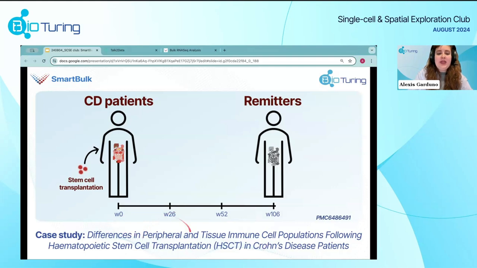So again, some recap for anyone who is joining. We'll be mainly concentrating on the differences in the peripheral tissue immune cell populations following this stem cell transplantation, and we'll mainly be focusing on Crohn's disease patients only. For this session, we'll be subsetting out all of the healthy donor data since it's not a specific research aim that we're trying to answer.